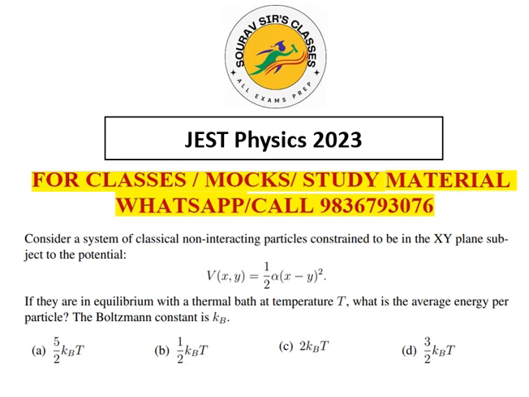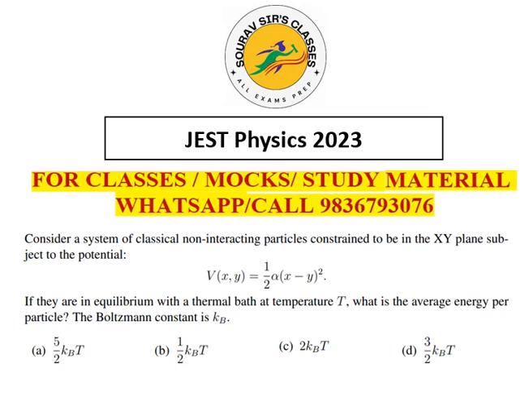Let's solve one problem from the JEST Physics 2023 paper. The problem states: consider a system of classical non-interacting particles constrained to be in the xy plane, subjected to the potential V(x, y) = half a (x minus y) whole squared. If they are in equilibrium with the thermal bath at temperature T, what is the average energy per particle?